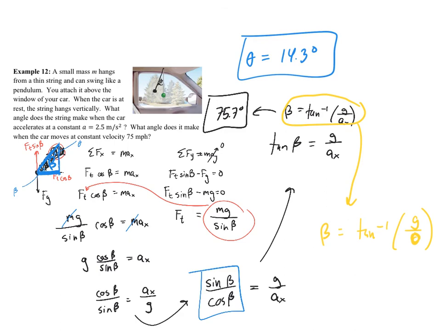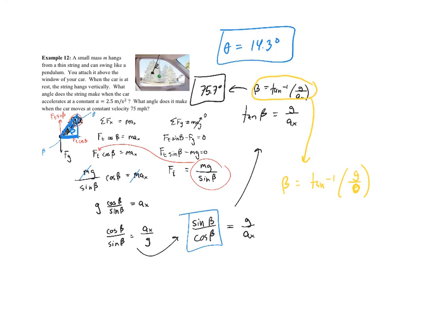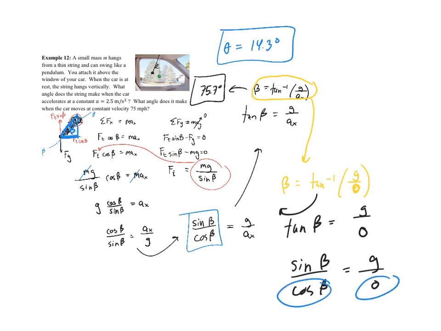The only way for this to be true, let's go back and resolve this. Let's go back to saying tangent beta equals g over 0, by moving the tangent inverse back over. The only way for this to be true is to recognize that tangent is really sine over cosine. So the only way for this fraction to be true would be if cosine beta were equal to 0, because g is always going to be 9.8. If cosine beta were equal to 0, that would mean that beta would be equal to 90 degrees. And if beta is equal to 90 degrees, then theta would be equal to 0 degrees.